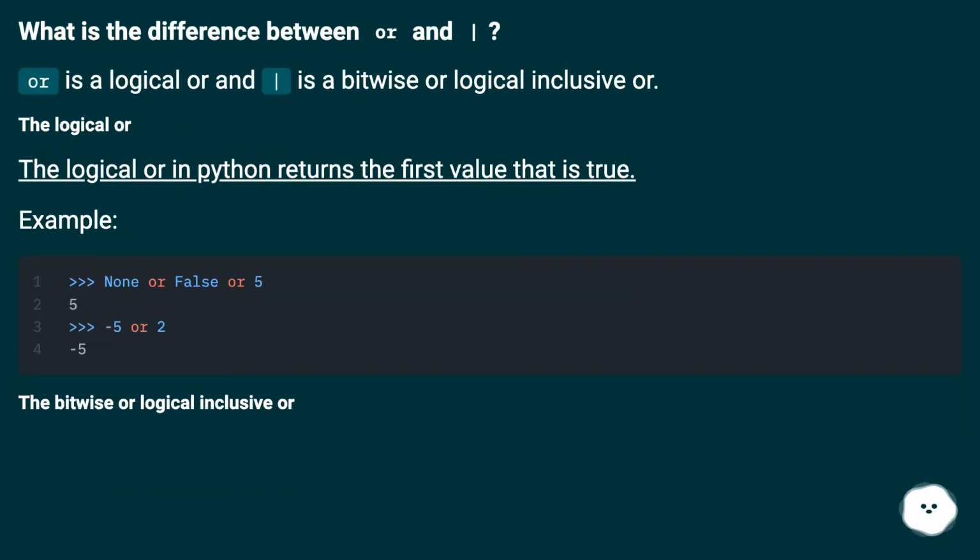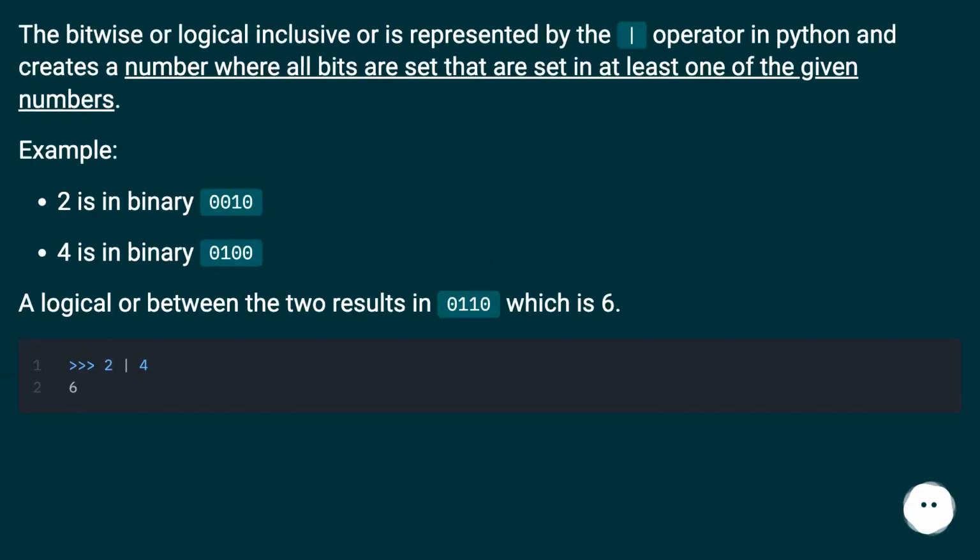What is the difference between "or" and the vertical bar? "or" is a logical OR, and | is a bitwise or logical inclusive OR. The logical OR in Python returns the first value that is true. Example. The bitwise or logical inclusive OR is represented by the | operator in Python and creates a number where all bits are set that are set in at least one of the given numbers.